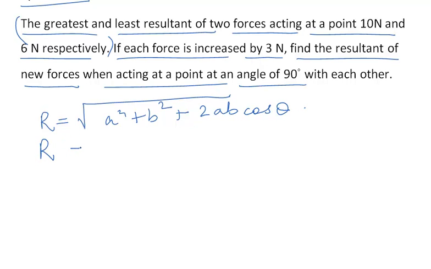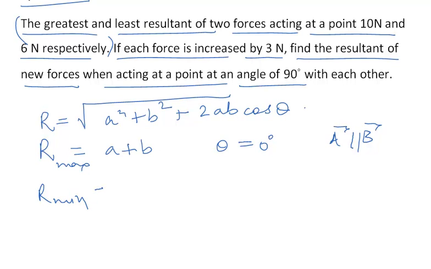And the maximum value of resultant is a plus b when theta is equal to 0 degree. It means that both vector a and vector b are parallel to each other, and this is the maximum value. If you wish to find the minimum value, you have to put the value of theta as 180 degree, and that value will be a minus b when vector a and vector b are anti-parallel. They are exactly acting in opposite directions.